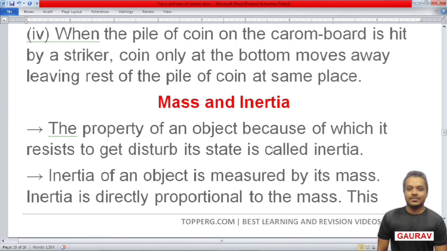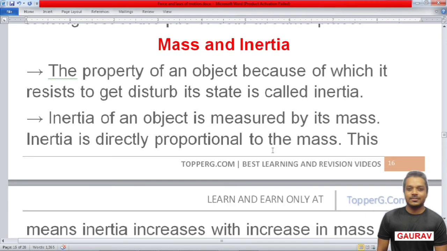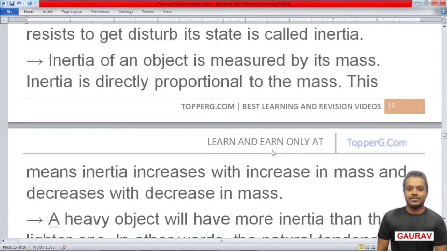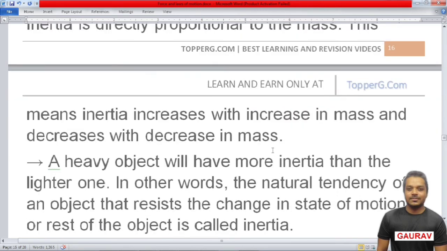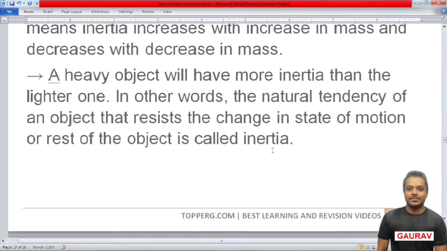Mass and inertia. The property of an object because of which it resists any disturbance to its state is called inertia. Inertia of an object is measured by its mass. Inertia is directly proportional to the mass. This means inertia increases with increase in mass and decreases with decrease in mass. A heavy object will have more inertia than a lighter one.